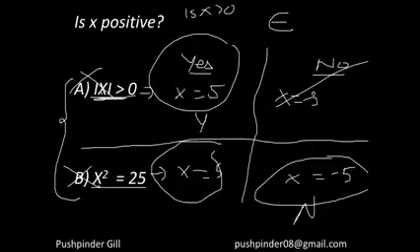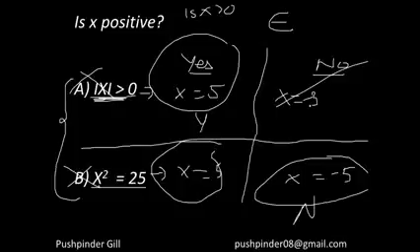Now you look at statement 1 and pick up any value. Don't think about getting a yes. Pick up a value which satisfies this statement and then see whether the statement is giving you a yes or a no. So I picked up x equal to 5, that gave me a yes. So I should be looking for a no because I'm trying to disprove a statement. Always remember, trying to disprove is always easier than proving.